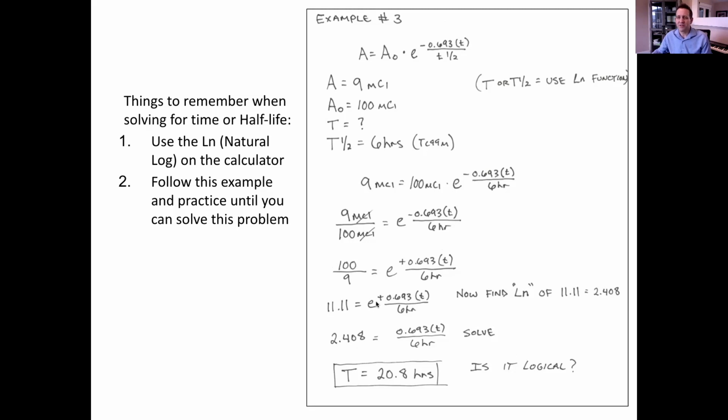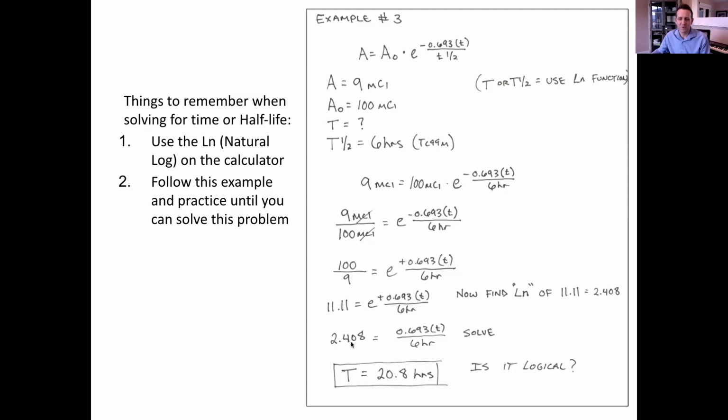When you're using the natural log function, you're actually going to do the natural log to the number that's on the opposite side of this e. So in this case, we're going to take 11.11, put that in our calculator, and then hit the ln button. That's going to give us, in this case, 2.408. So we're going to take that 2.408 and replace that over here.